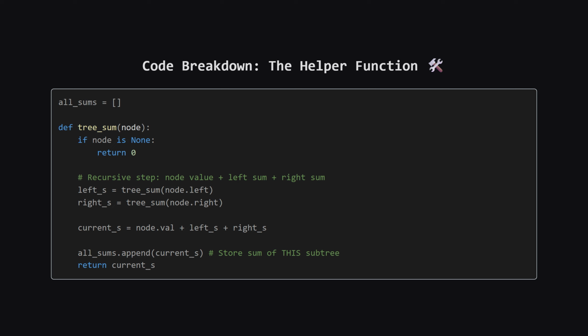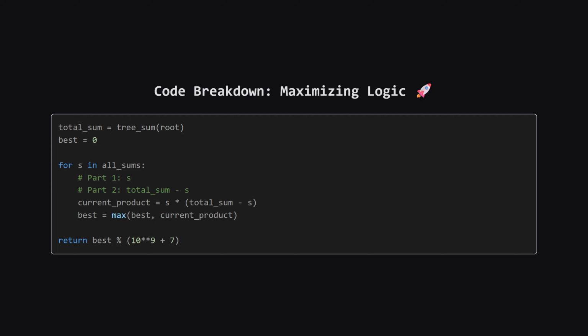Crucially, as we calculate the sum for the current node, we add it to our all_sums list. This list will eventually contain the sum of every possible subtree in the entire structure. Once we run our helper function on the root, we get the total_sum of the entire tree, and our list is populated with every possible subtree sum.